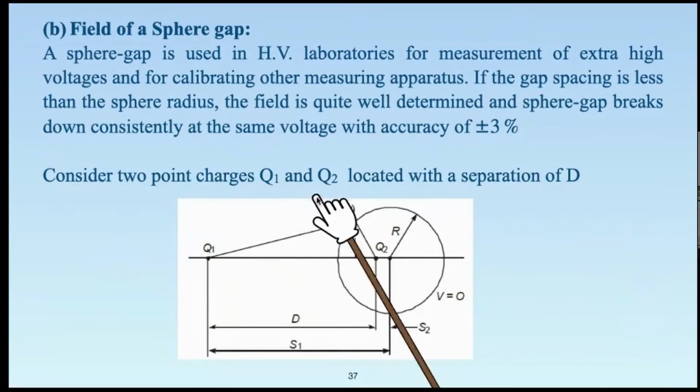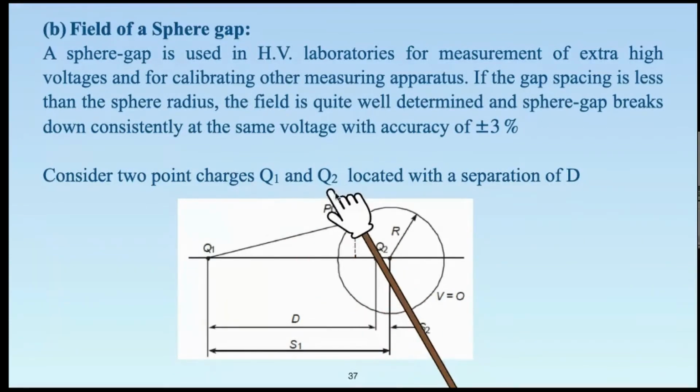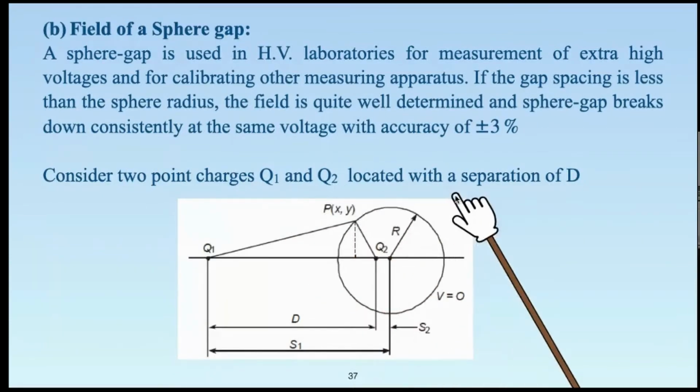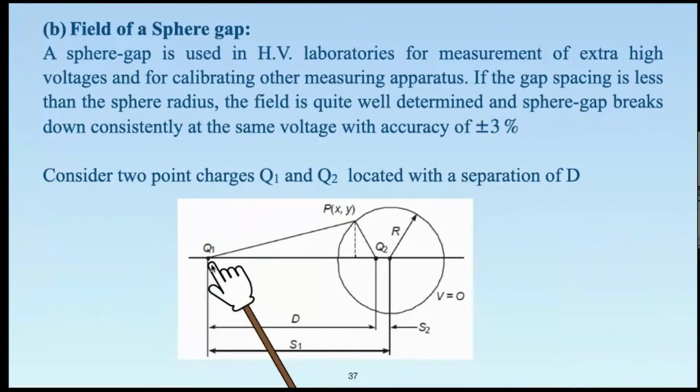So consider 2 point charges Q1 and Q2. These represent the charges on the two spheres in the sphere gap assembly, located with a separation of capital D. So you can see one is the charge Q1, the other charge is Q2, two spheres. The second sphere is not shown here in order to keep the diagram simple. They are separated by distance D.